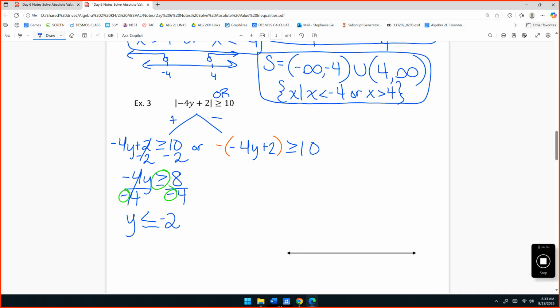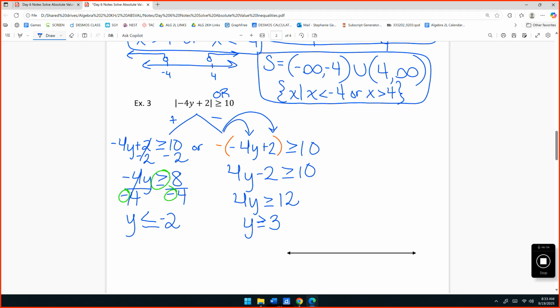Everyone okay with this one? Okay. All right, I'm going to hang on to him for a second. And I'm going to go over here and distribute this negative in. So we have a positive 4y minus 2 is greater than or equal to 10. Then we can add 2 and divide by 4. So y is greater than or equal to 3. So no sign flip needed to occur on that side.